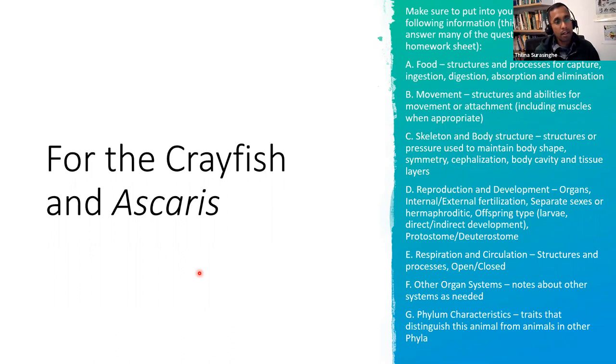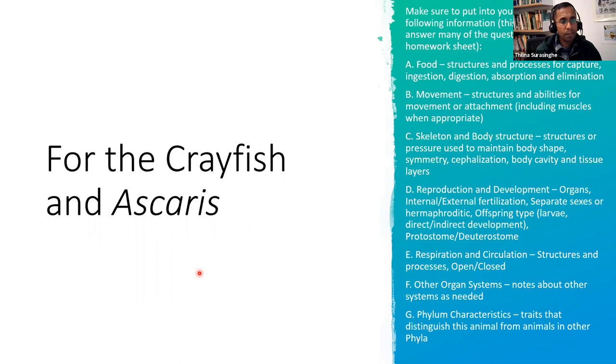And well, then reproduction and development. Again, do they have reproductive organs? Do they have reproductive systems? Do you see males and females separate, right? Where does fertilization happen? Is it internal or is it external? External is when sperms and eggs fertilize in the medium, in water, or outside. Internal is when the male inserts sperms directly into the female's body. Right.